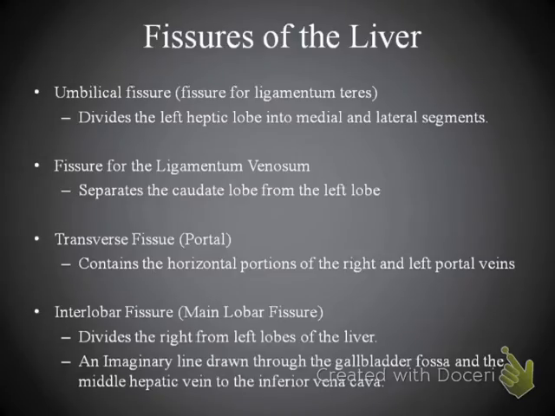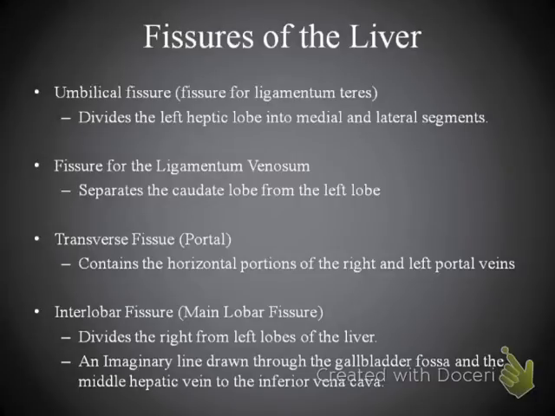As we saw, the liver is a very complex organ, and it has several different fissures which divide the liver into segments. The umbilical fissure, which is the fissure for the ligamentum teres, divides the left hepatic lobe into medial and lateral segments. The fissure for the ligamentum venosum separates the caudate lobe from the left lobe. The transverse fissure, or the portal fissure, contains the horizontal portions of the right and left portal veins.